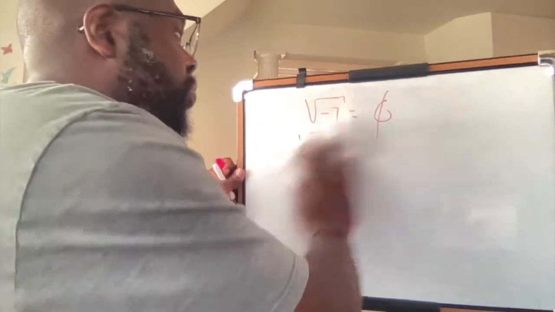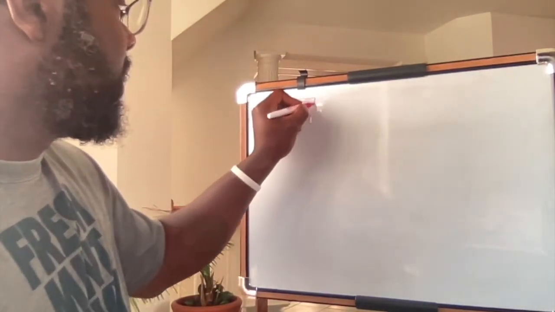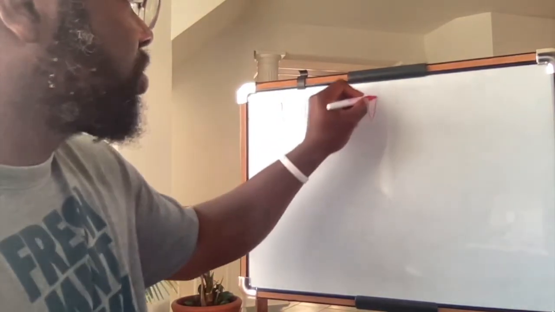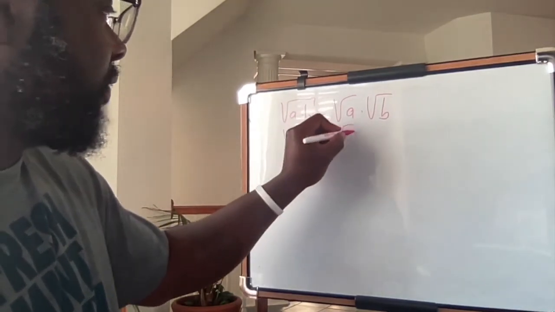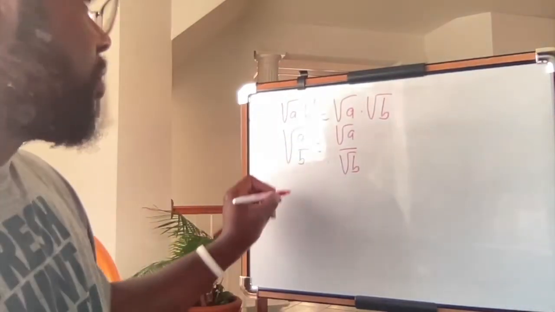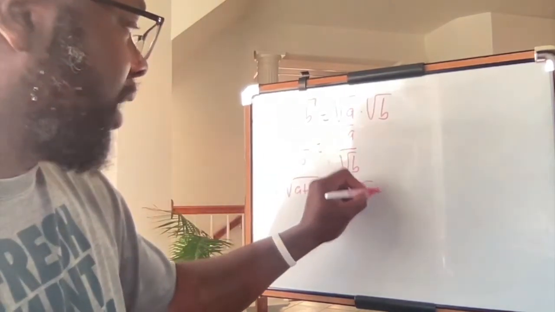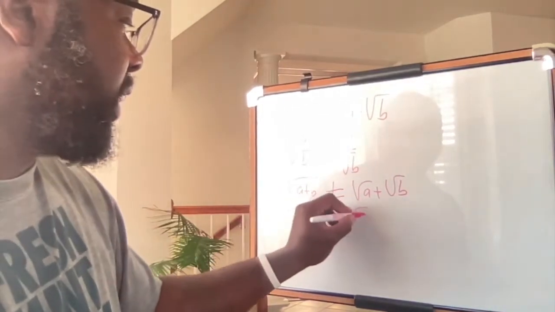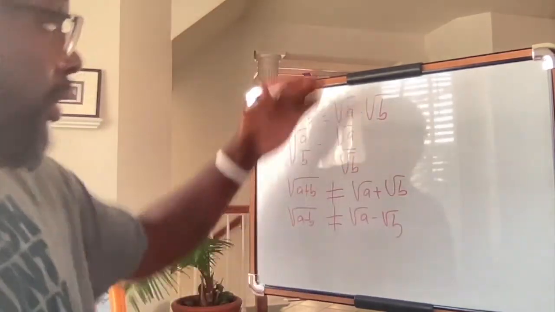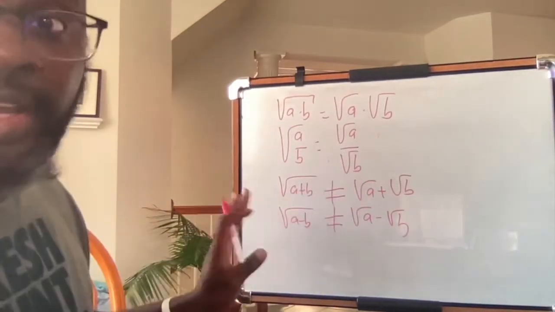Now, this is just one thing that I wanted to point out. Another thing, you need to know some basic rules with square root. Square root of a times b is the same as square root of a times square root of b. And square root of a divided by b is the same as square root of a divided by square root of b. Now, square root of a plus b is not equal to square root of a plus square root of b. And square root of a minus b is not equal to square root of a minus square root of b. This is not equal, but as far as the multiplication and the division are concerned, yes. But with the addition and subtraction, you cannot do that. This is not the same.